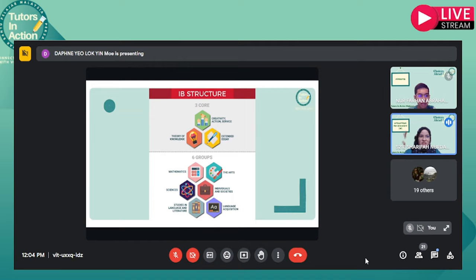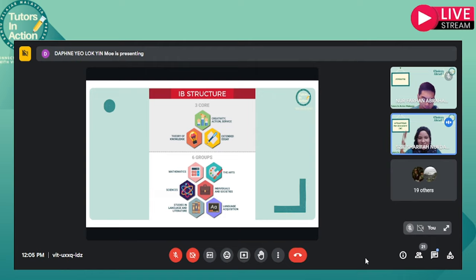Maybe we can equate it to community service. So you do have to indulge yourself in these 3 activities, and then you have to write a report. In that report, you have to say what you learned. You have to reflect on how the activity that you did helped you to become a better person. It's abbreviated into CAS, and that's one of the cores of IB.